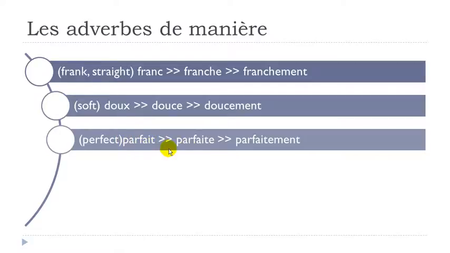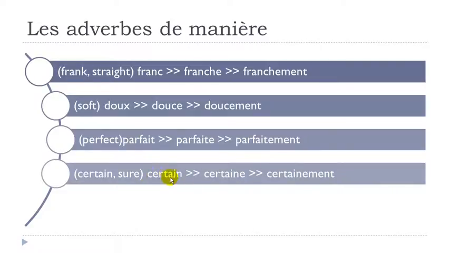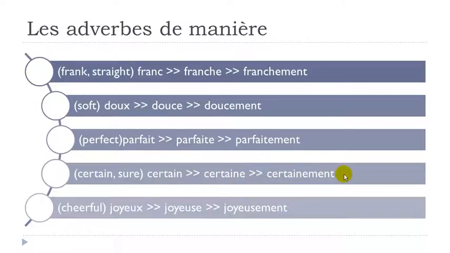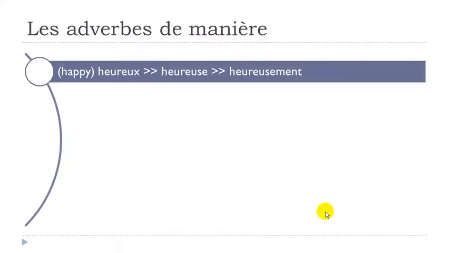Parfait, parfaite, parfaitement. Certain, certaine, certainement. Joyeux, joyeuse, joyeusement. All right, so let's repeat them one more time. Franc, franche, franchement. Doux, douce, doucement. Parfait, parfaite, parfaitement. Certain, certaine, certainement. Joyeux, joyeuse, joyeusement. Okay, let's continue the list.